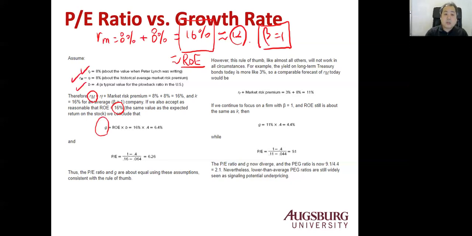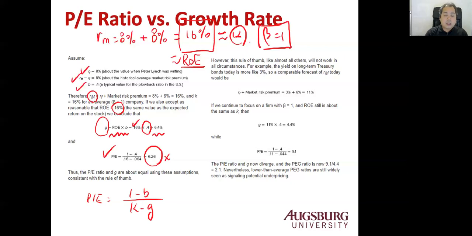And the growth rate may be estimated by ROE times B, the clawback ratio, so 16% times 40% is about 6.4%. From these, the PE ratio equals, as you know, (1 minus B) divided by (K minus G). If you plug the numbers into this formula, it's going to be 6.26 times. So this is the historical average of the PE ratio for a company with beta equals 1.